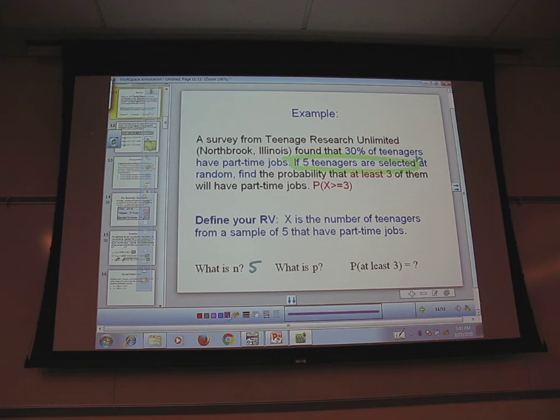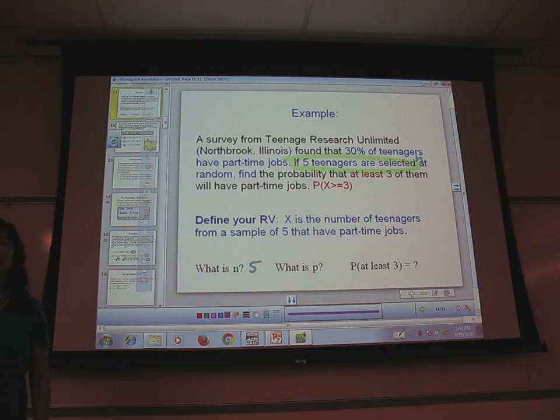30%. So again, remember, P, little p, is a probability. If you look at it as out of the whole world, on average, what should you get? Or you can think of it as, if I pick one kid, what's the probability that they work part-time? If I choose one child, what's the probability they work part-time?